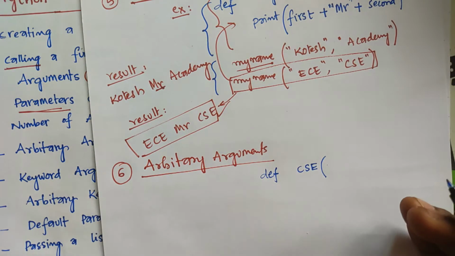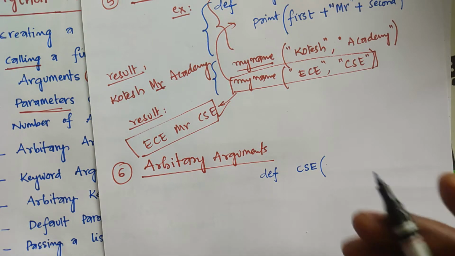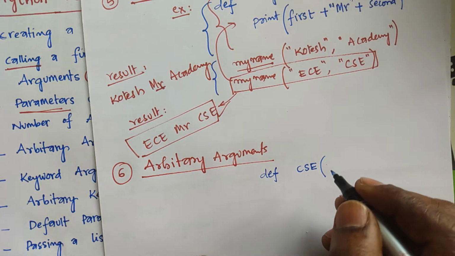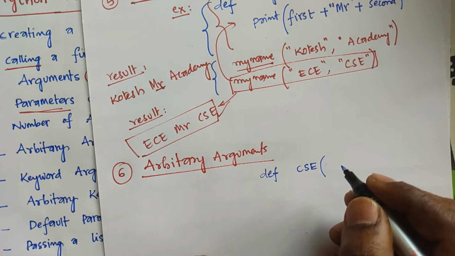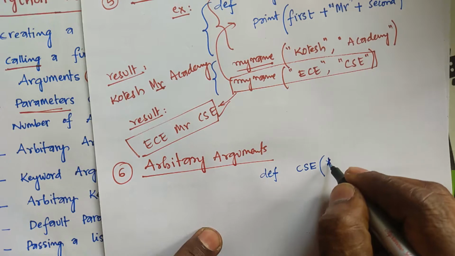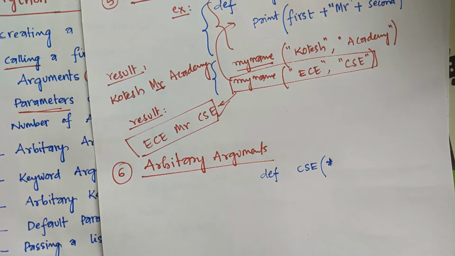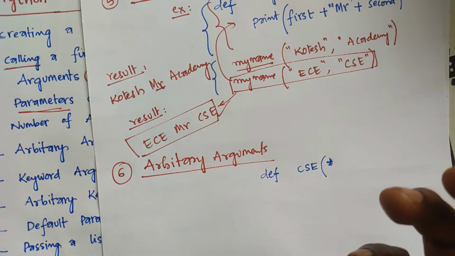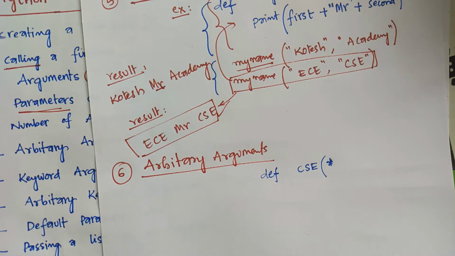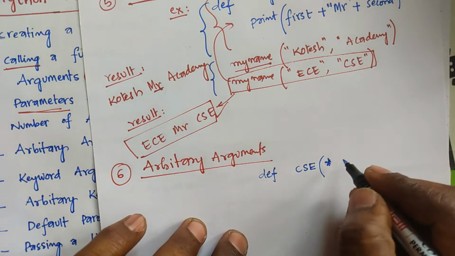So in number of arguments, these parameters are limited: first name, second name, third name, like that, only limited. But if you have 60 members, 360 members, then at this moment you have to define that function with the help of the star mark. Star mark means you don't know how many arguments will be passed into your function, but you add it before the parameter. So simply that.